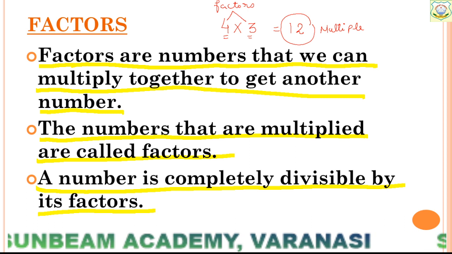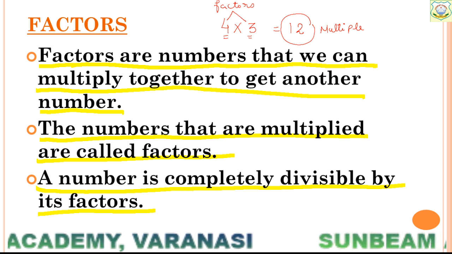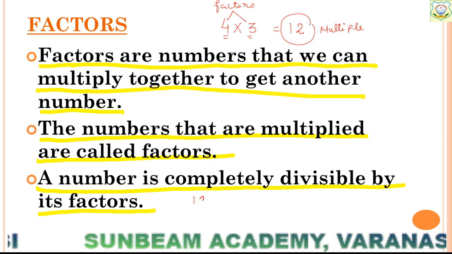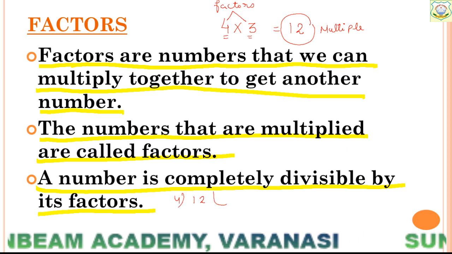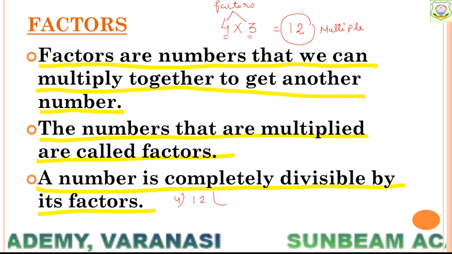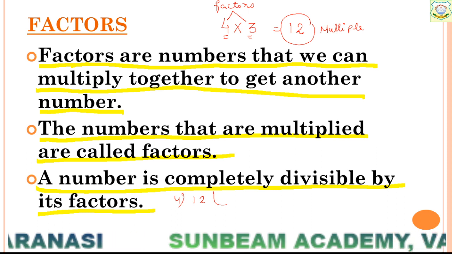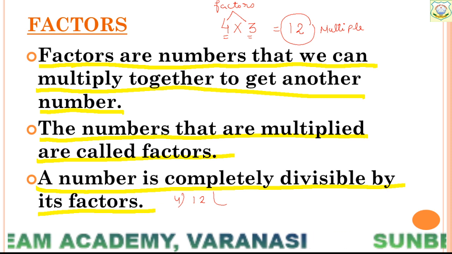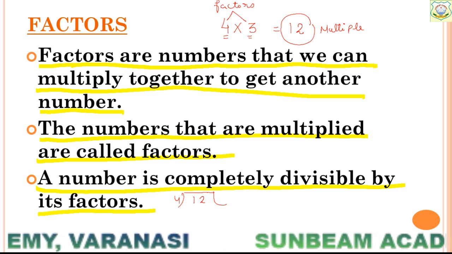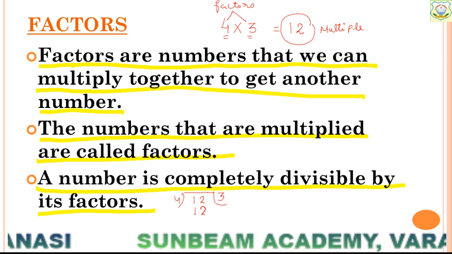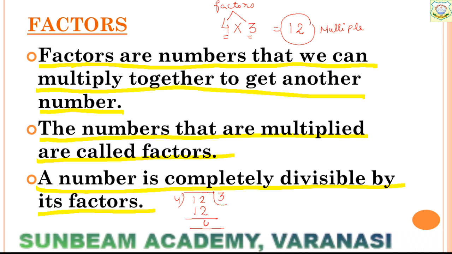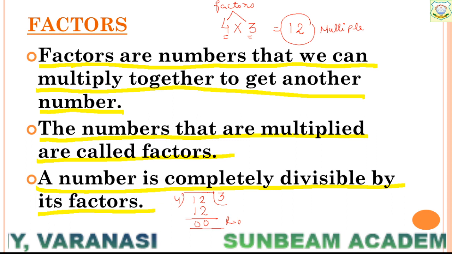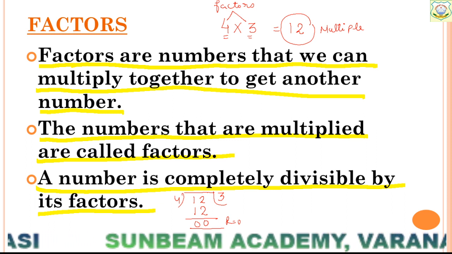Okay. A number is completely divisible by its factor. Now, how to check this? We will divide 12 by 4. It says a number can be a factor only if it is completely divisible, if the remainder comes 0. So now let's divide. 4 threes are 12. So what are we getting here? 0. So the remainder is 0. That is why it is completely divisible. So they are the factors of 12. Got it?